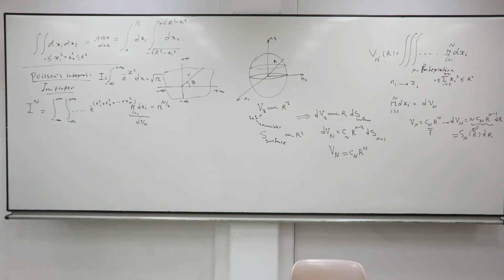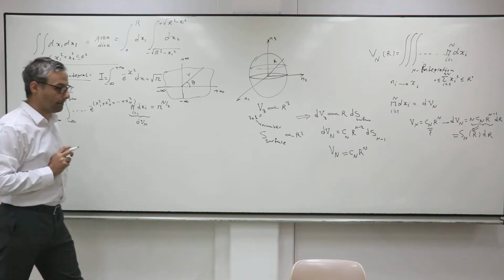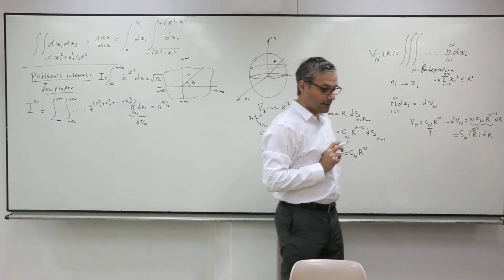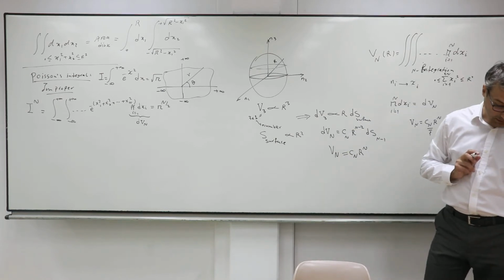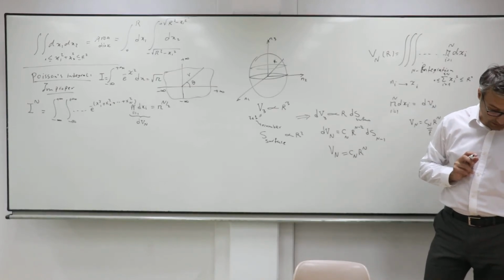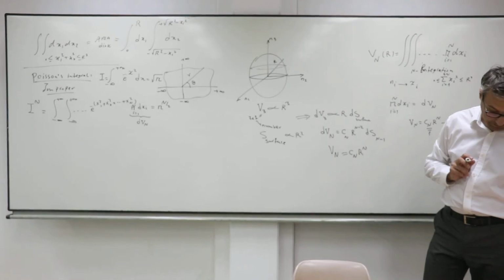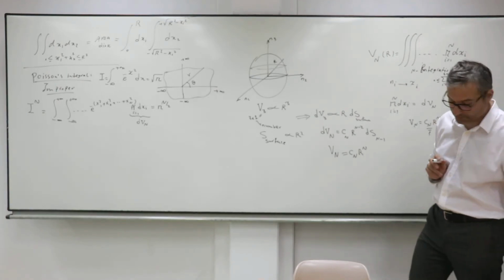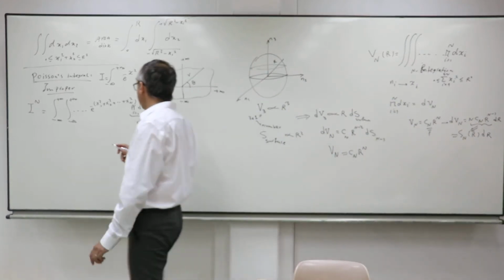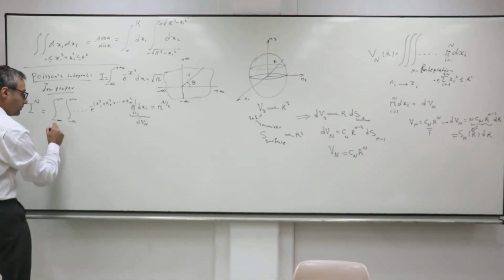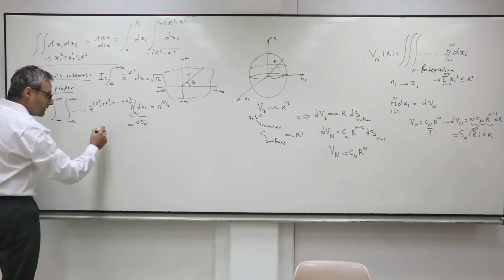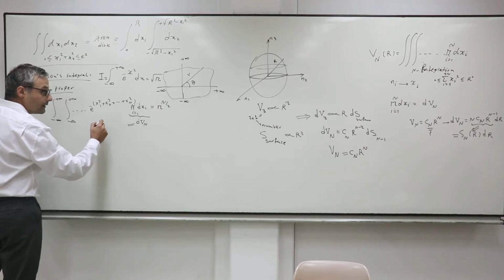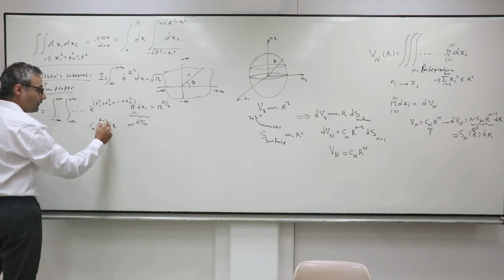Okay, now I can pass to something like n-dimensional spherical coordinates. I wanted to do a trick, and the trick is that I can write that C_n r^(n-1) dr.